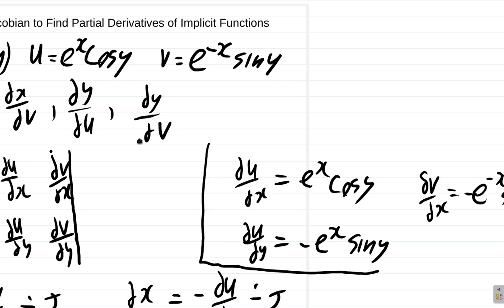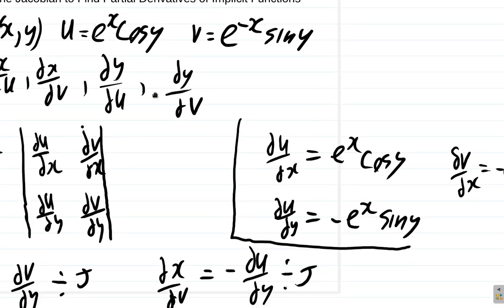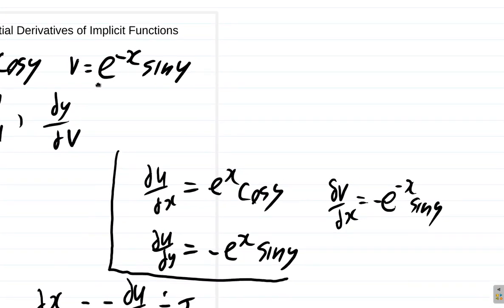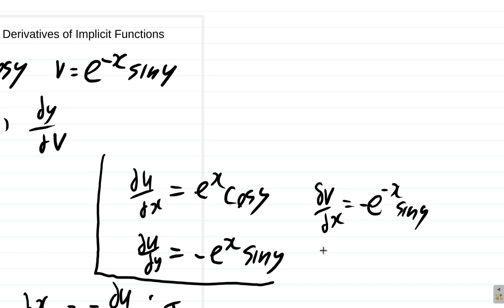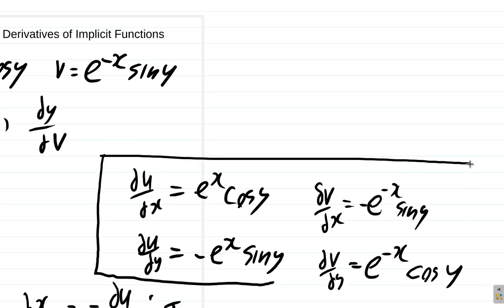Then after that, we want to find ∂v/∂y. ∂v/∂y. In this case, ∂v/∂y is equal to e to the negative x cos y. Alright? So, these are the results that we're going to be using in the Jacobian.